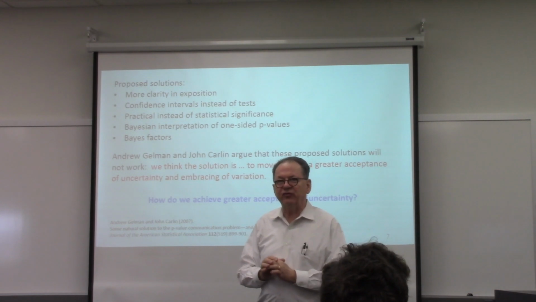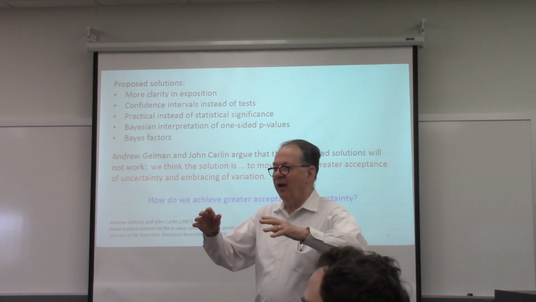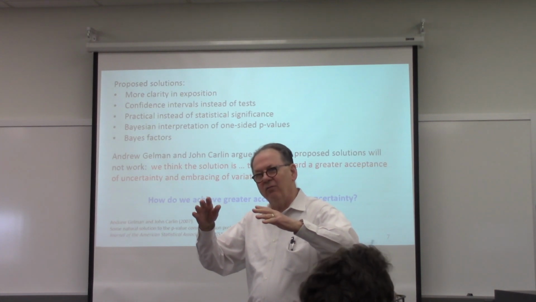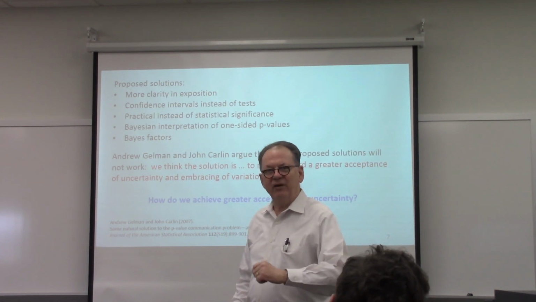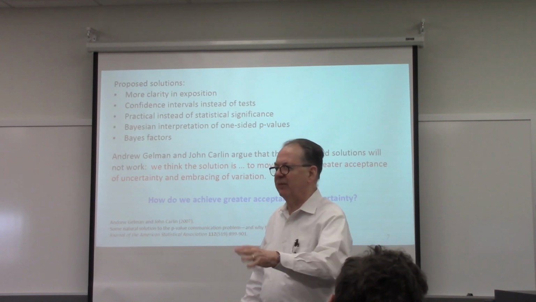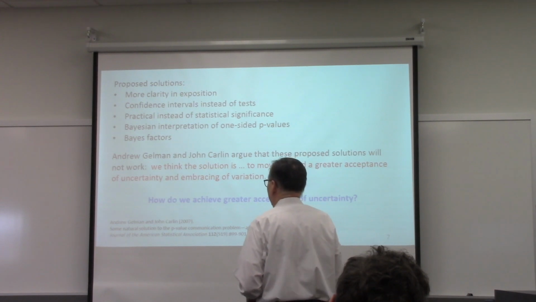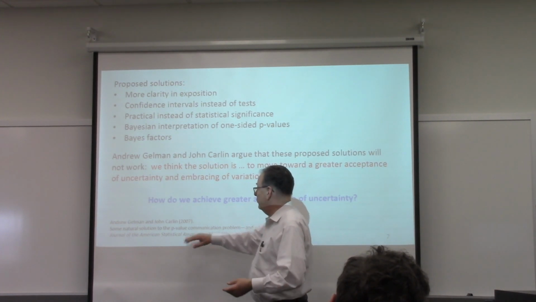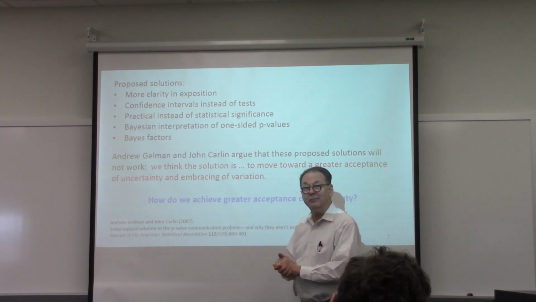The American Statistical Association put out an official statement on misunderstandings of p-values, saying we need to do a better job of explaining them. And Gelman, who is a Bayesian, and Carlin, I guess he's a Bayesian too, wrote a paper on the natural solutions to the problem and why they won't work.